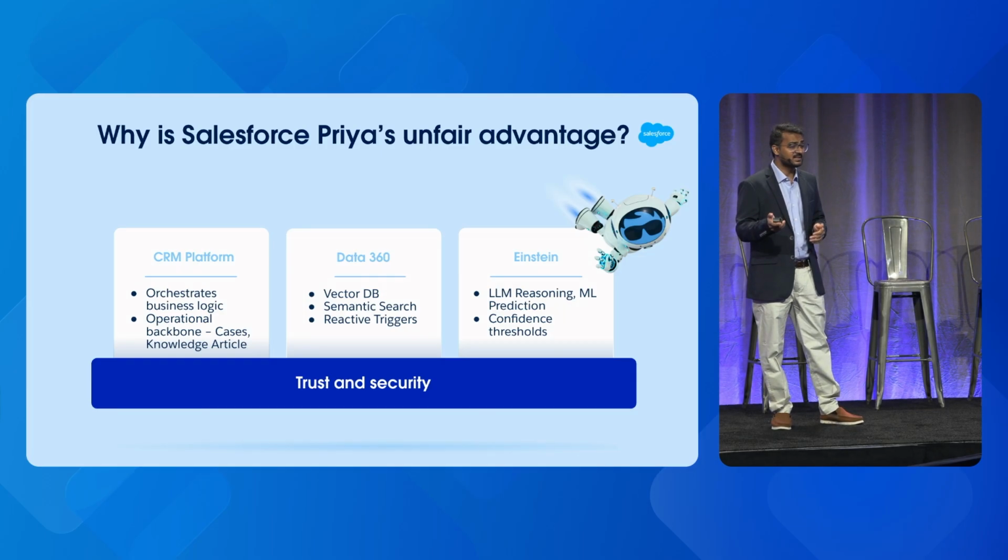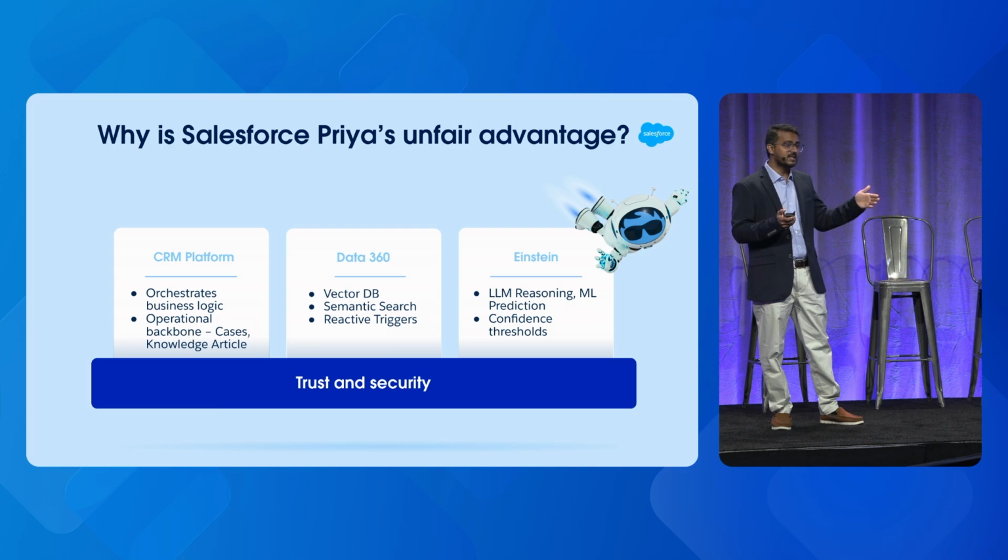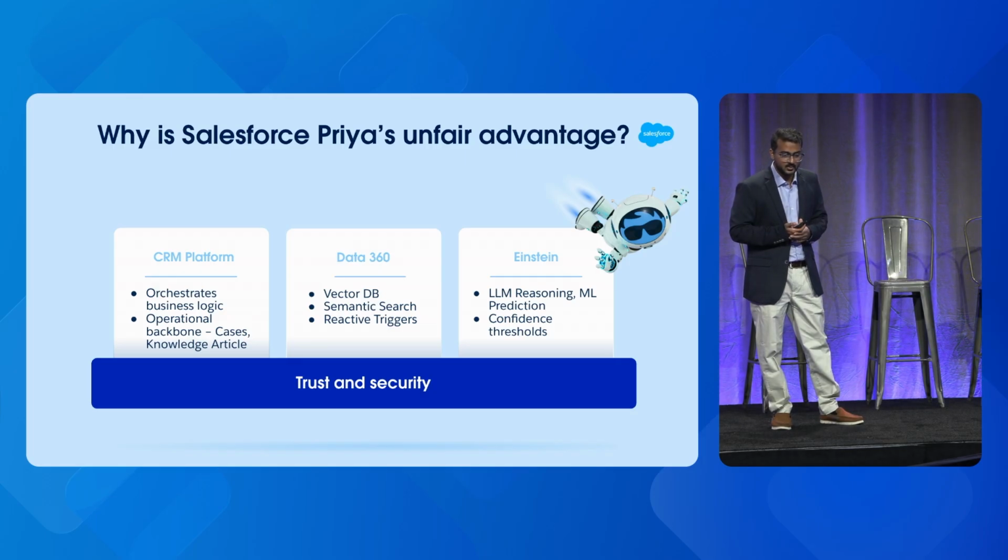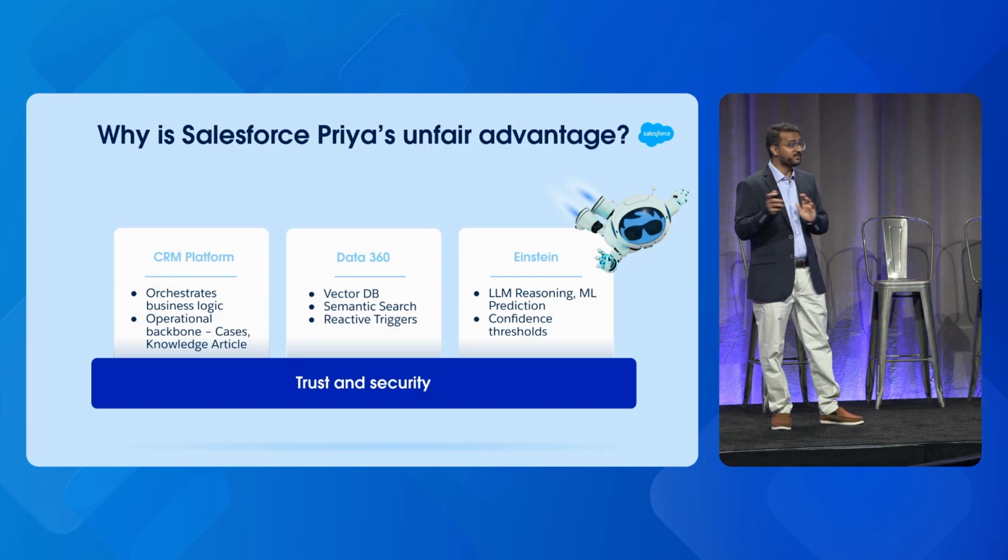Then comes Data 360. This is the semantic brain. This is where your VectorDB lives. And Data 360 already seamlessly communicates with the CRM platform. You do not need any complex setup or integration here. Then comes Einstein. All the ML predictions and LLM reasoning, everything's available there.